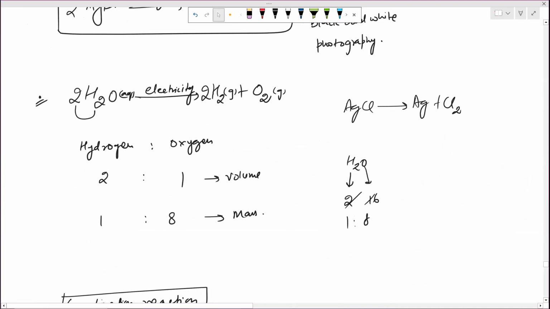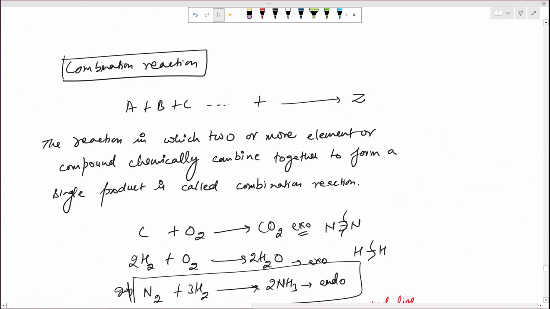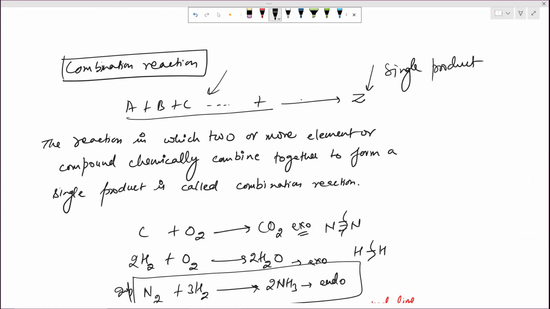The ratio of the volume of hydrogen to oxygen is 2:1, and that of mass is 1:8. Okay. The next type of reaction is the combination reactions. Combination is exactly opposite to the decomposition reaction. In this, more than one substance will be there, and they are going to give you a single product. There must be more than one reactant.